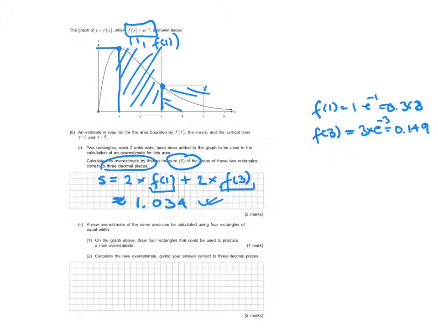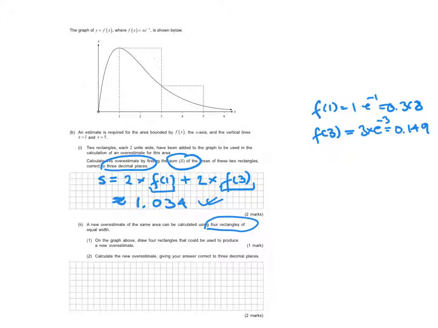Now the next part is the new overestimate. We have to use 4 rectangular shapes of equal width. So I'm going to delete this, because we have been asked to draw 4 rectangles that could be used to produce a new overestimate, as the domain is between 1 and 5. If you remember how to find the width of each rectangular shape, it's the maximum value of x, which is 5, take away the minimum, which is 1, over how many rectangular shapes you're going to have. So it's 4 over 4, which equals 1. That gives you the width of each rectangular shape.